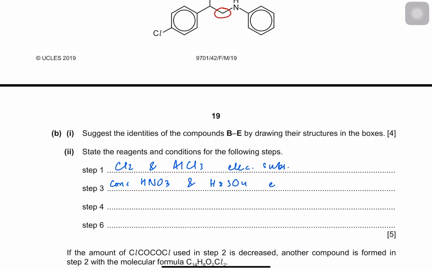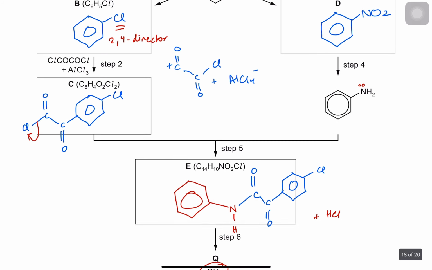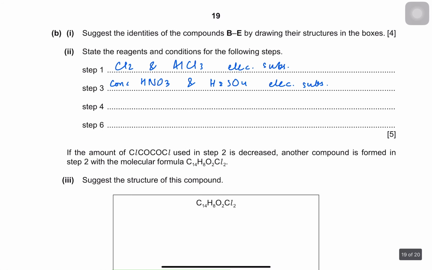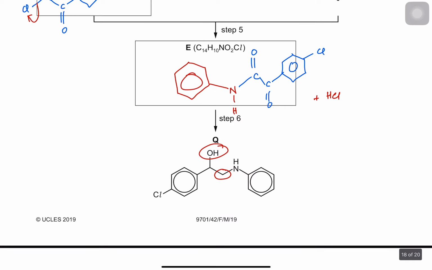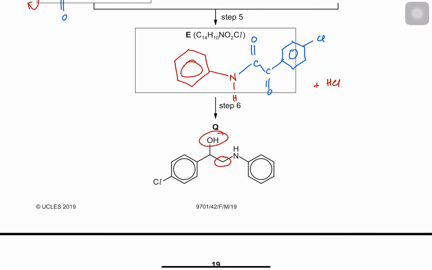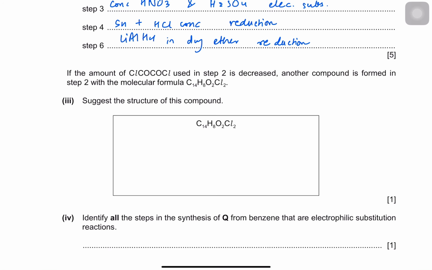Again, that is an electrophilic substitution. In step 4, I'm making NH2 now. So that is reduction. I'm using tin and concentrated hydrochloric acid, and that is reduction. In step 6, what am I adding? I'm just making sure reduction is going on. So that is lithium aluminium tetrahydride in dry ether, and that is again reduction.